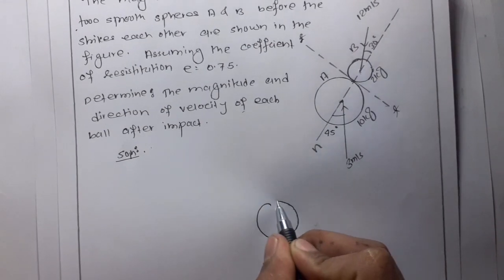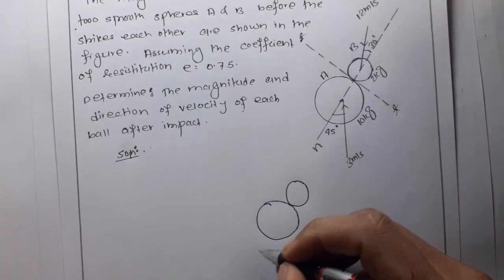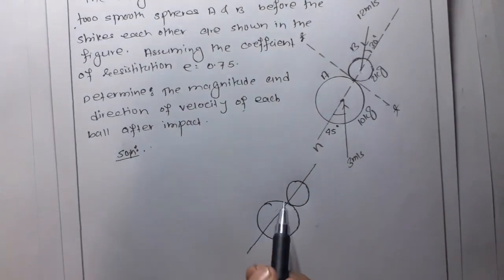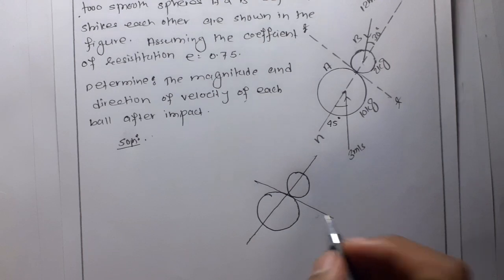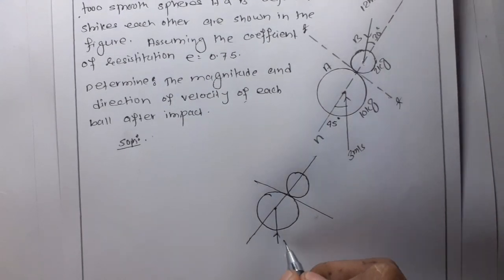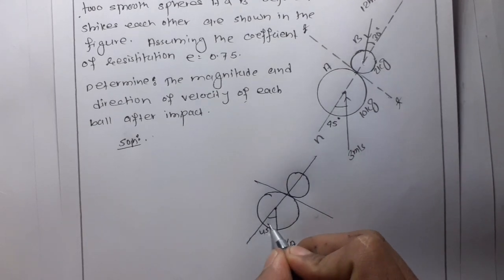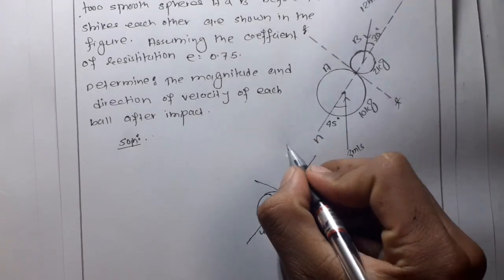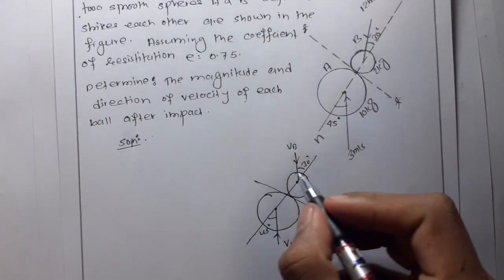So roughly, this is our figure. So this is the line of impact and this is the tangential. vA makes 45 degrees with the line of impact and vB makes an angle of 30 degrees with the line of impact.